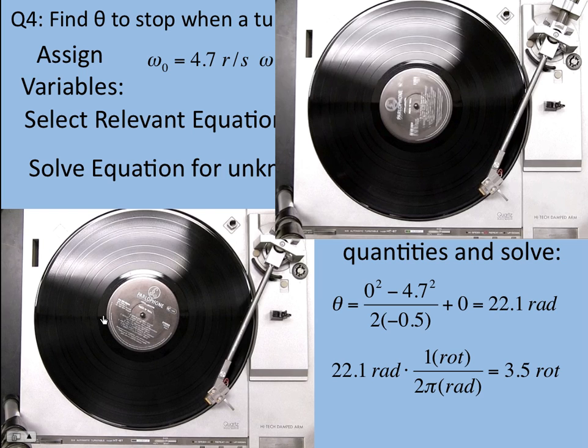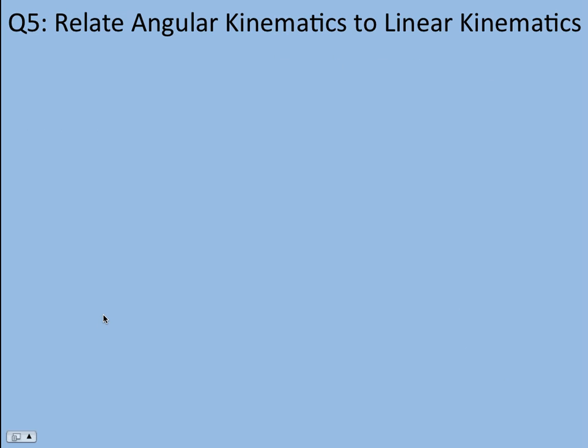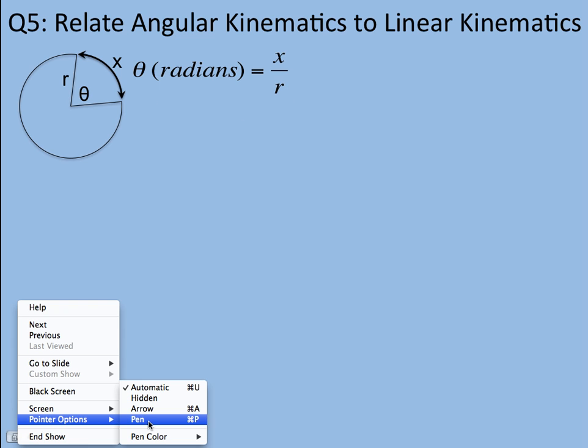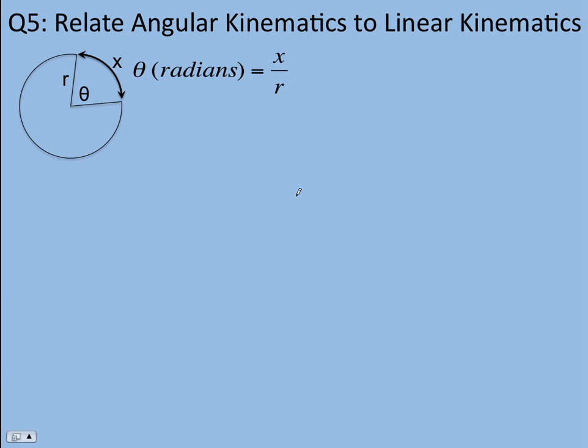So let's take a look at another relationship we need to know. We need to be able to go from angular quantities to linear and from linear back to angular. And some of this is review. Here's an angle defined in radians. The arc length is x, radius r, theta in radians. It would be the ratio of the arc length to the radius. This you need to know. That is a fundamental idea. And I find a lot of times students don't know this. What they do know is there's 2 pi in a circle, but they have no idea why.